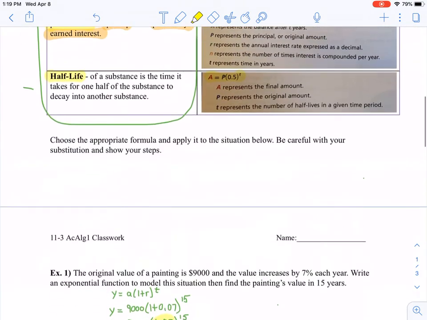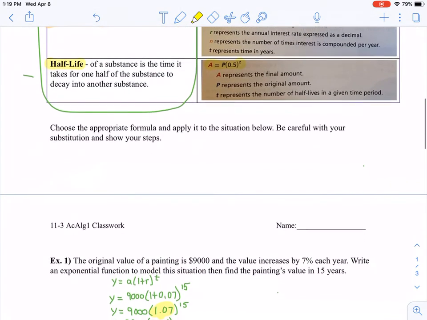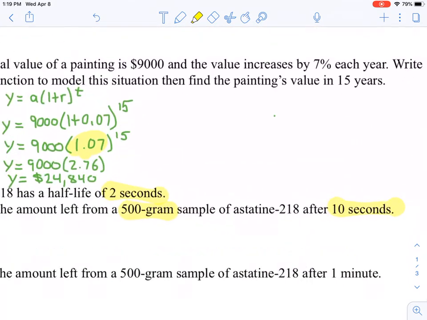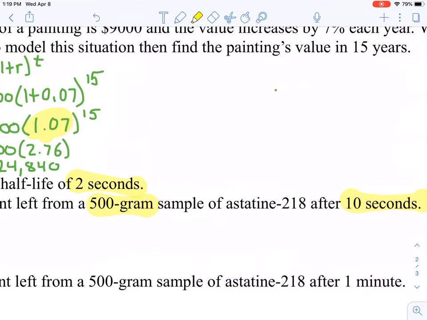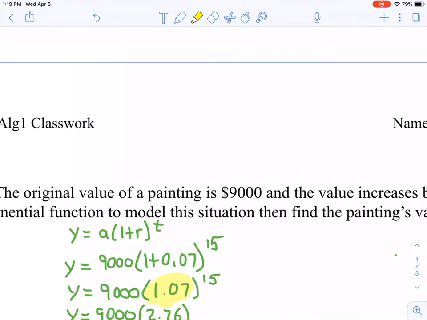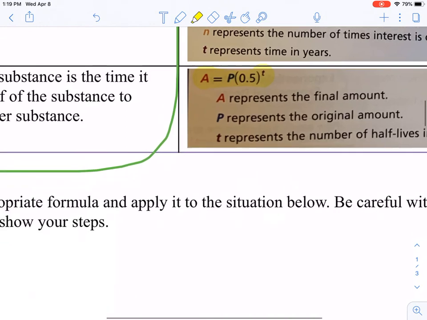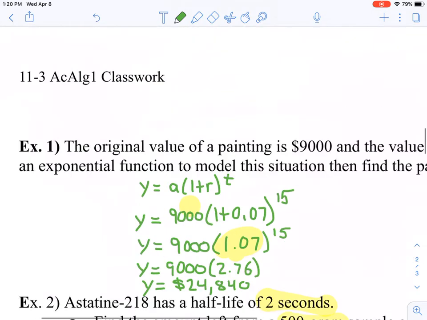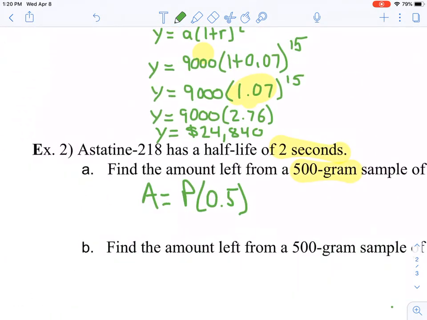So let's go back up to our formula up here, the half-life. We are starting with 500 grams. So let's just write the formula first. We have A equals P times 0.5, hence half-life, raised to the T power.